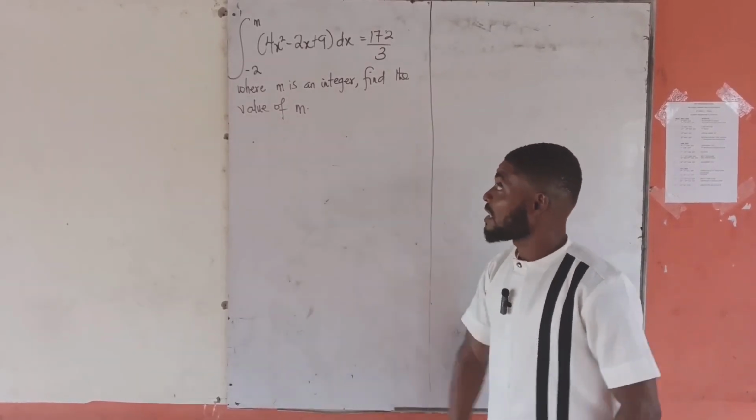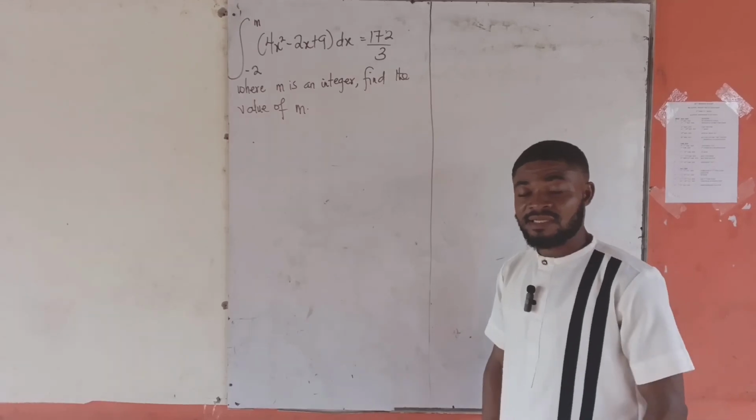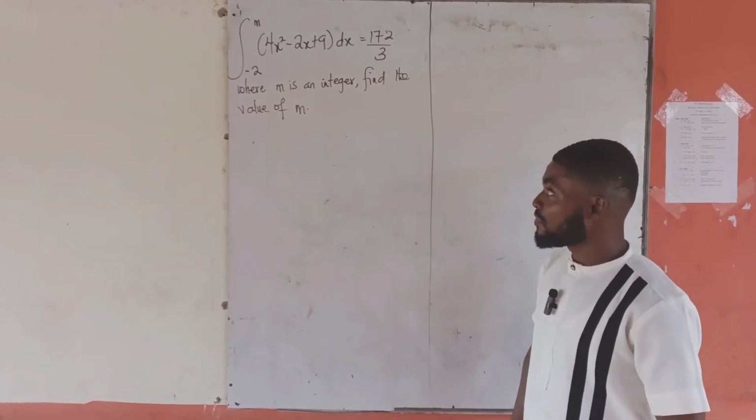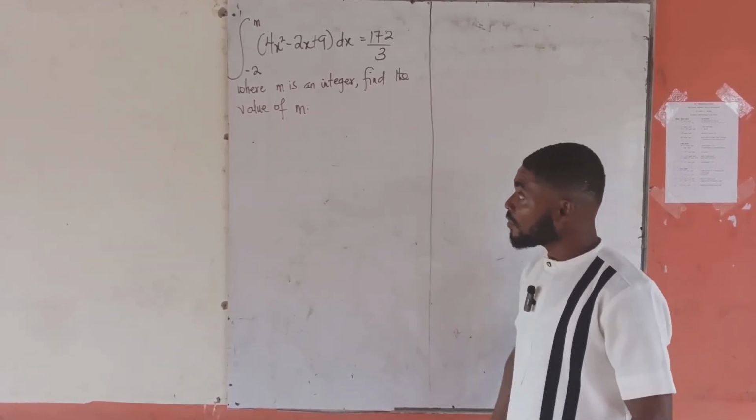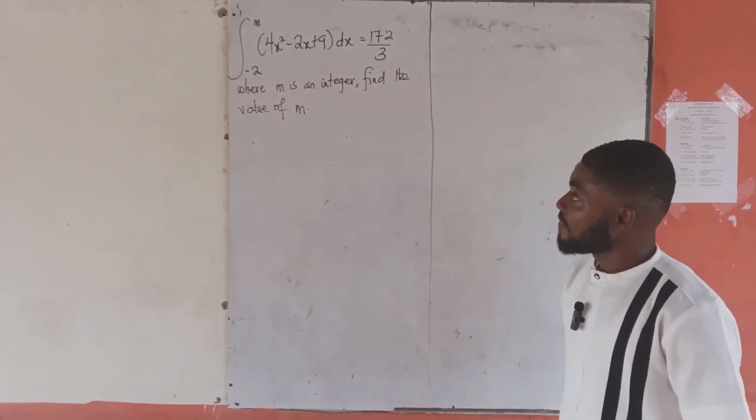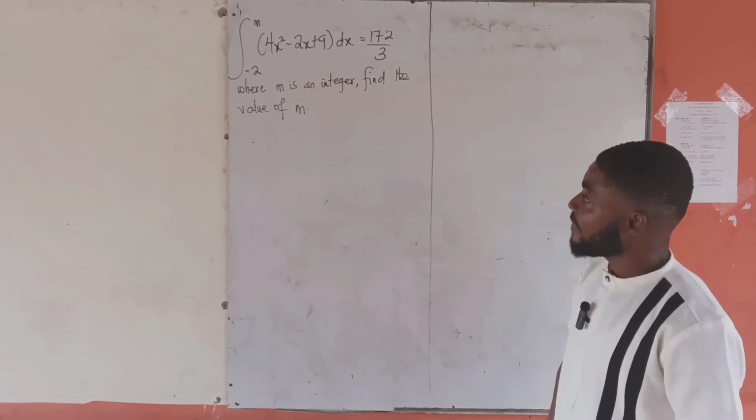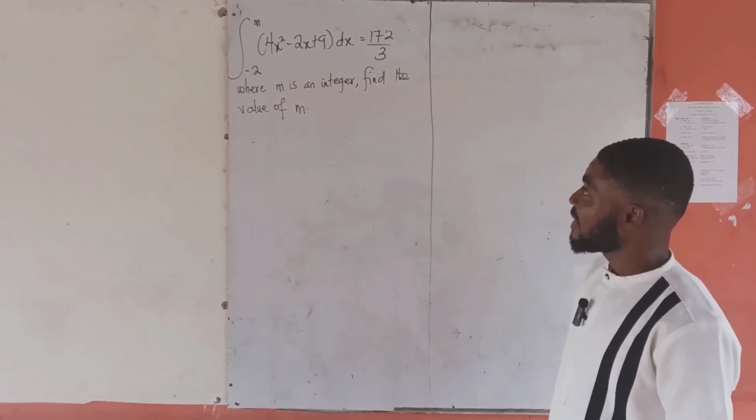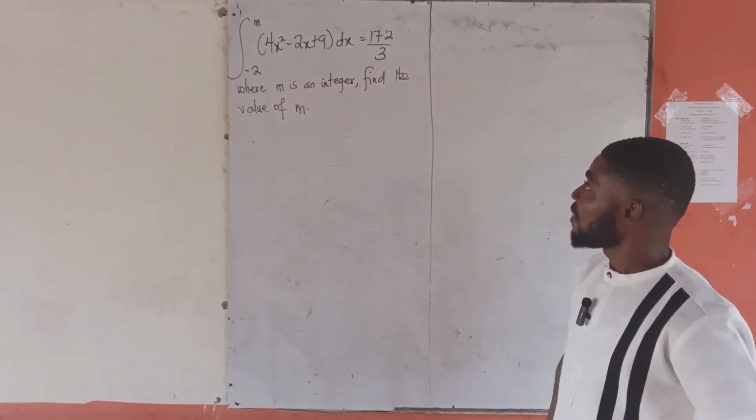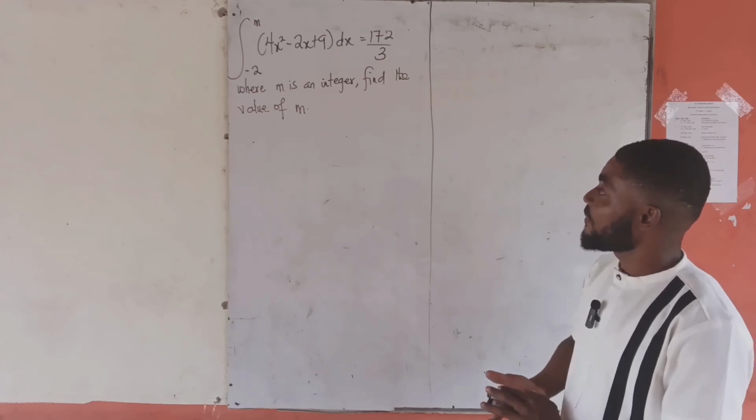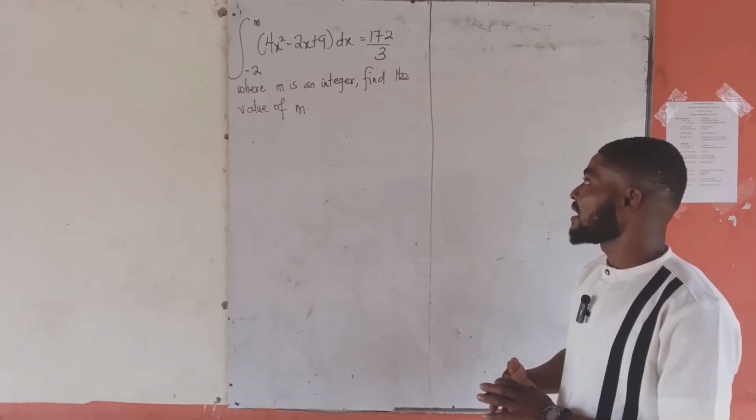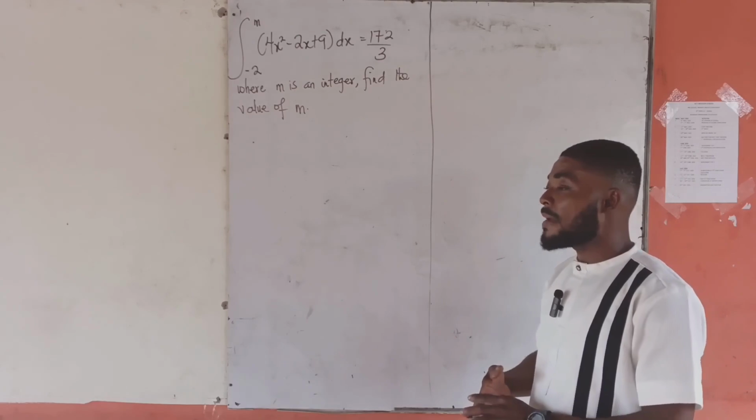Let's go through this question quickly and then see how far we can make some progress from here. We've been given the integral from -2 to m of 4x squared minus 2x plus 9 all dx is equal to 172 over 3, where m is an integer, and then we have to find the value of m.